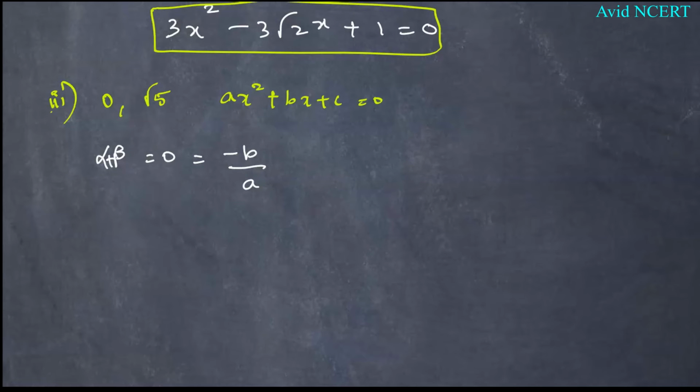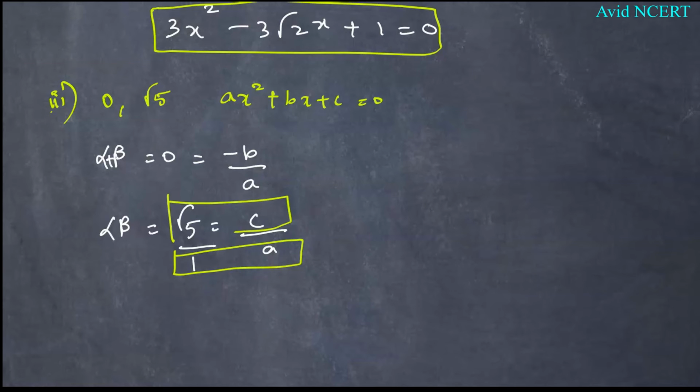And alpha beta equals root 5, which equals c by a, which means root 5 by 1. So a equals 1 and c equals root 5, and minus b by 1 equals 0, since 0 by 1 will still be 0. Therefore a equals 1 and minus b equals 0. So we have found the values of a, b, c: a equals 1, b equals 0 and c equals root 5. Now we have to substitute these values in the equation.